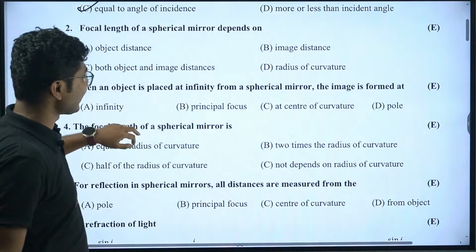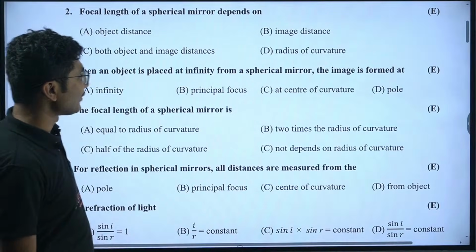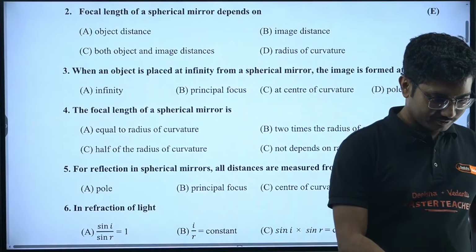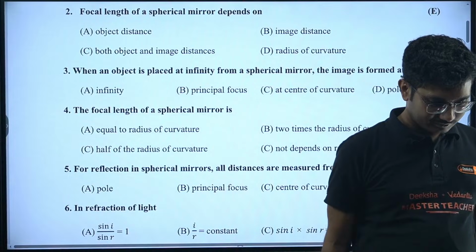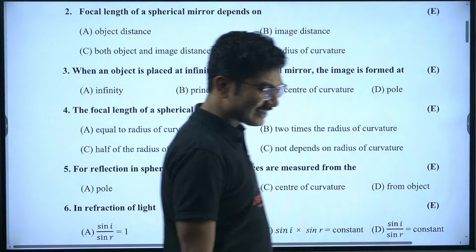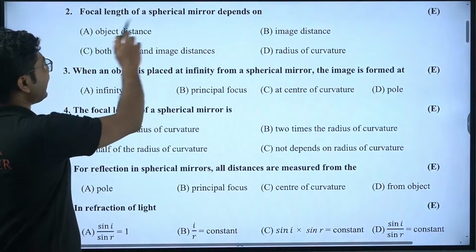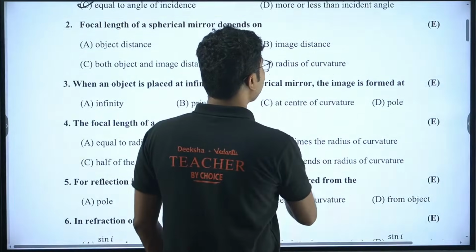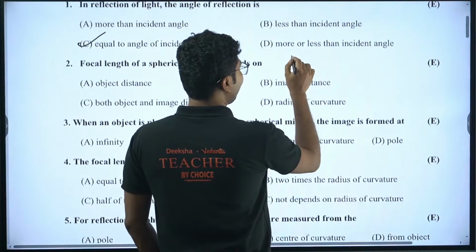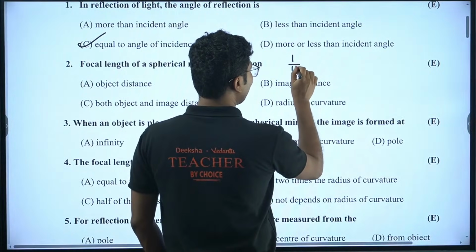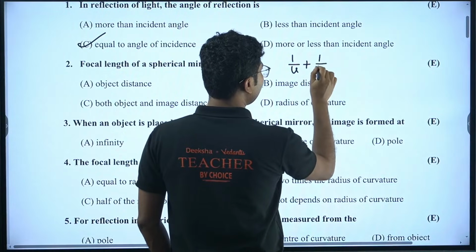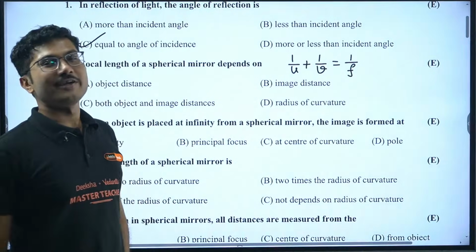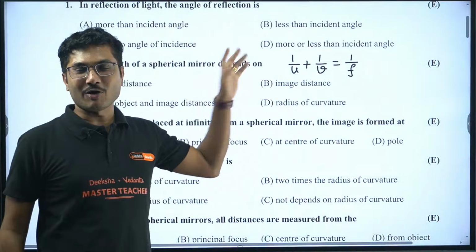Very interesting. This question is much more interesting than the previous one. So let's see who can answer this question. Nagaraj is saying 2A. So focal length of a spherical mirror, object distance. Two equations might come into your head. First of all, 1 by U plus 1 by V equals 1 by F. But this is the mirror equation. This does not give you the focal length. Focal length is independent of U and V.